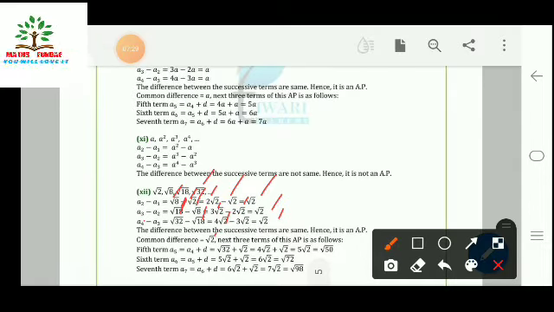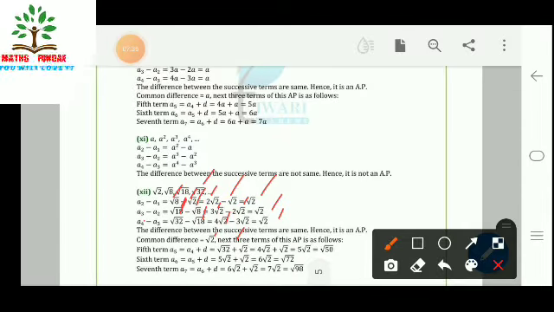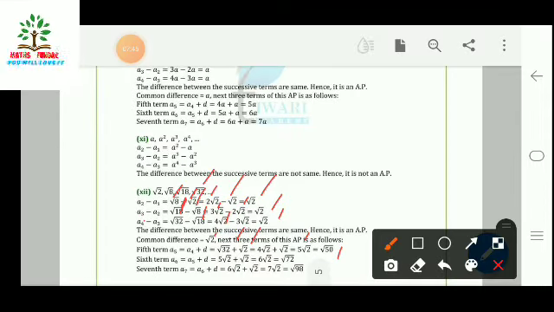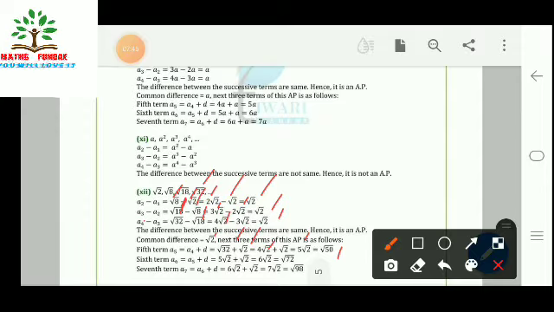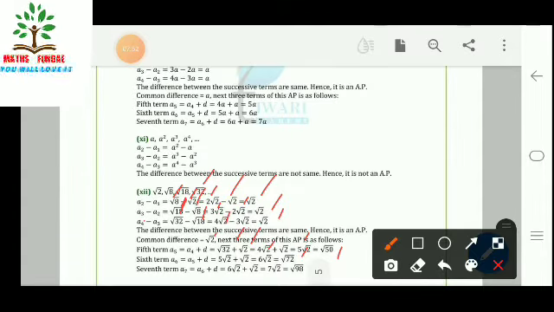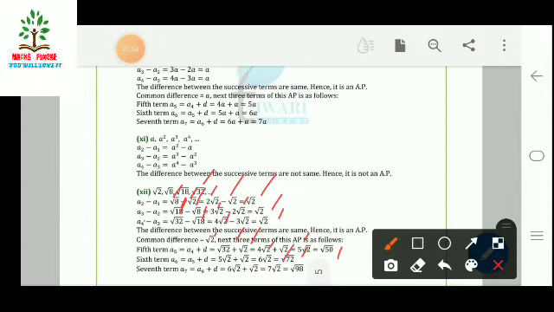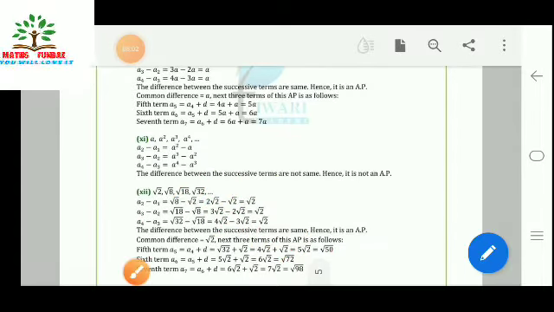So the next term will be a5 is equal to a4 plus d, that is root 32 plus root 2, that is 4 root 2 plus root 2, 5 root 2, which is equal to root 50. Then a6 is equal to a5 plus d, that is 5 root 2 plus root 2, that is 6 root 2, that is root 72. And the seventh term a7 is a6 plus d, equal to 6 root 2 plus root 2, that is 7 root 2, which is equal to root 98. So in this way we can find the next terms.